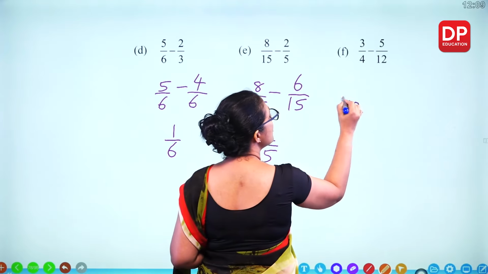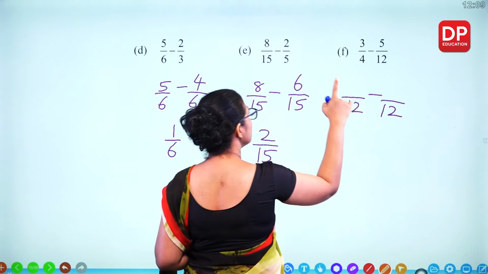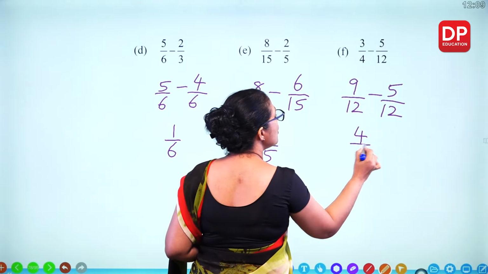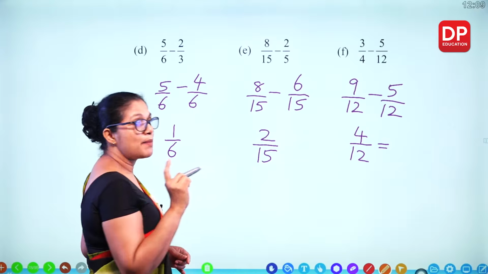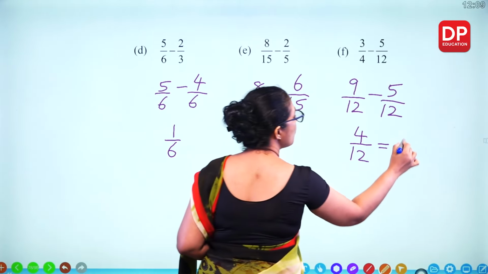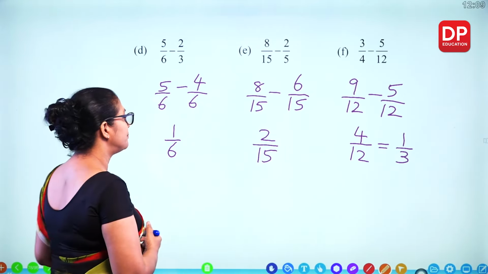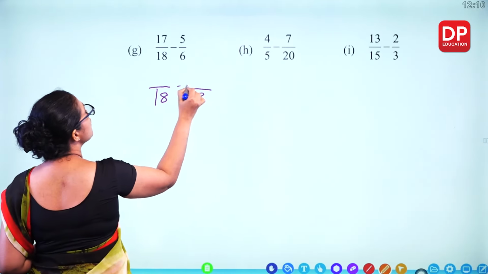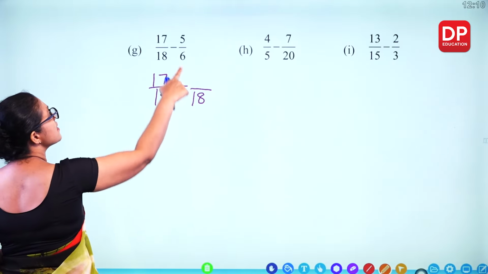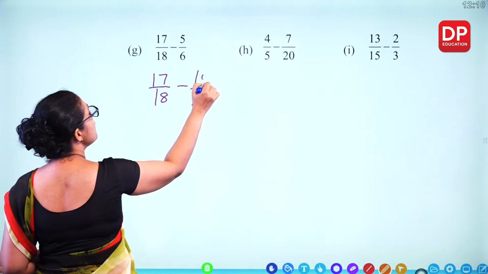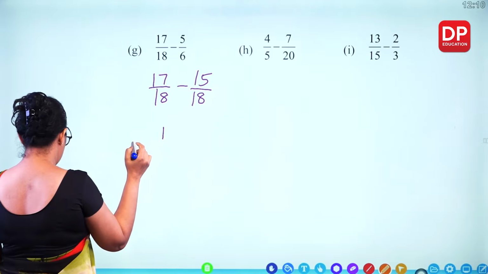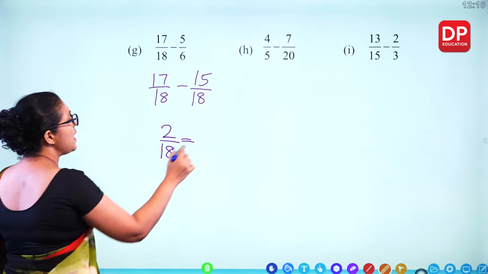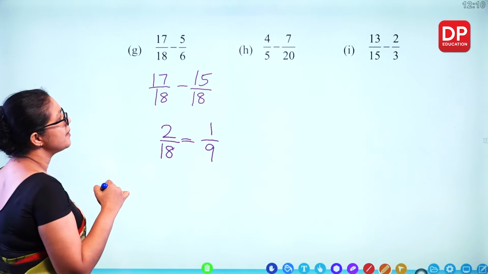4 and 12, convert to 12. That's the common one. 4 times 3. 3 times 3, 9. 9 minus 5, you get 4. Now simplify. Divide by 4. You get 1 over 3. 18 and 6. 18 is a common one. Now subtract here. 3 times 6, 18. 3 times 5, 15. 17 minus 15, you get 2. Now divide by 2 both the numerator and the denominator. You get 1 over 9.